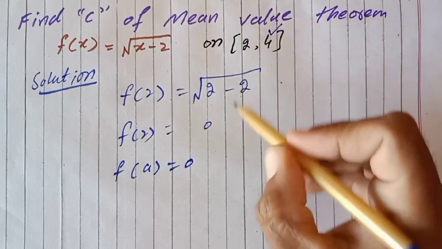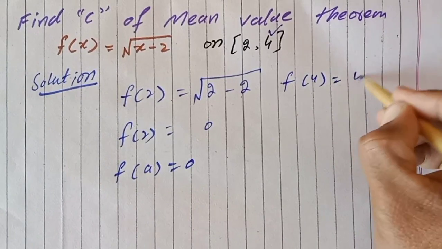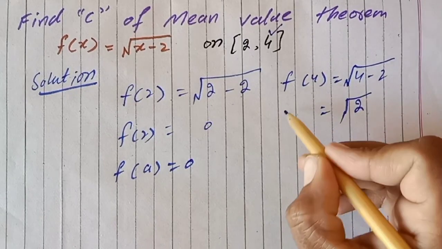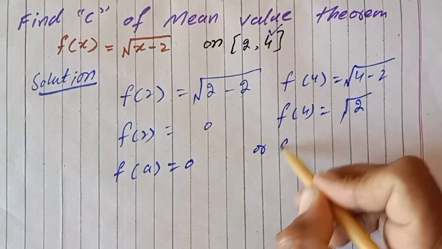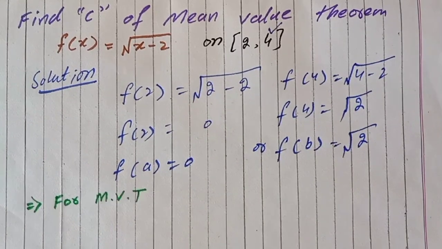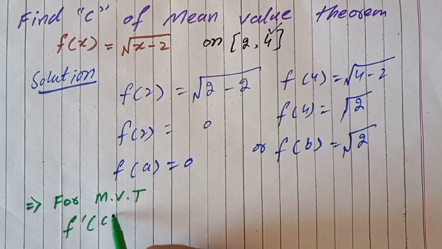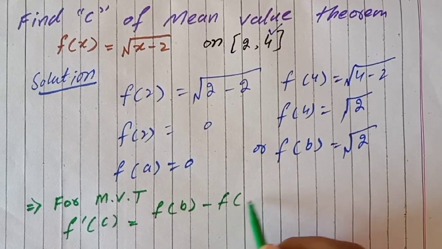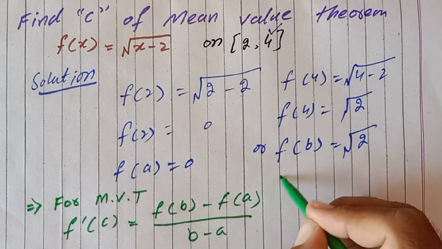Now put the value 4: f(4) = 4 − 2 under root. f(4), or f(b), is equal to 2 under root. For the mean value theorem, f'(c) is equal to (f(b) − f(a)) over (b − a).